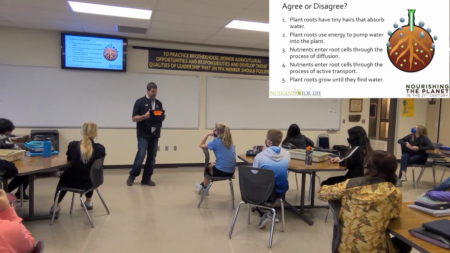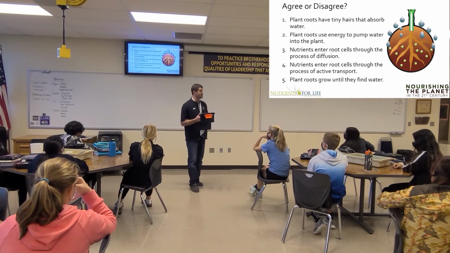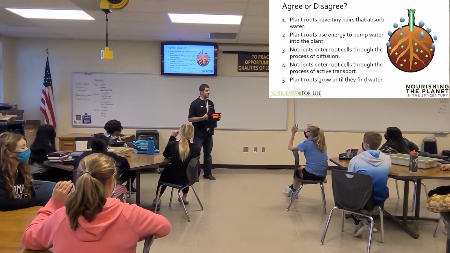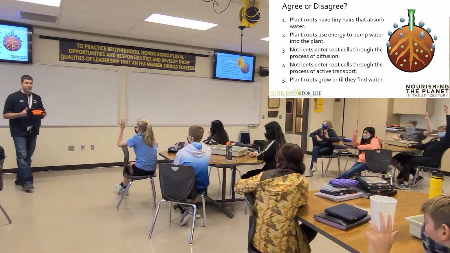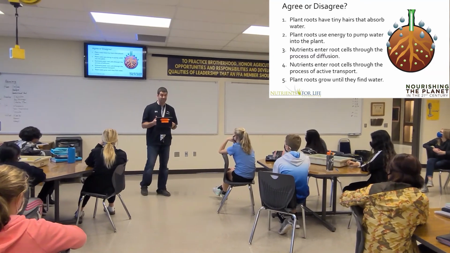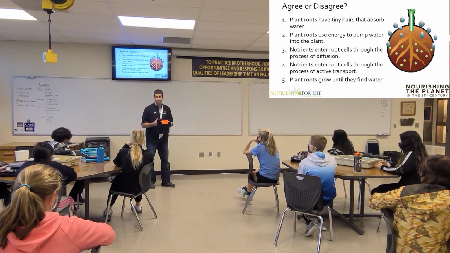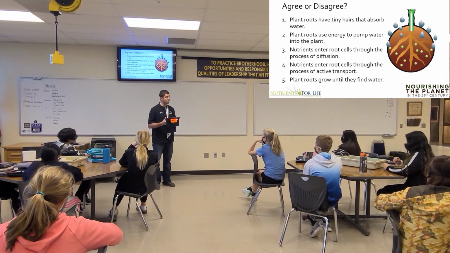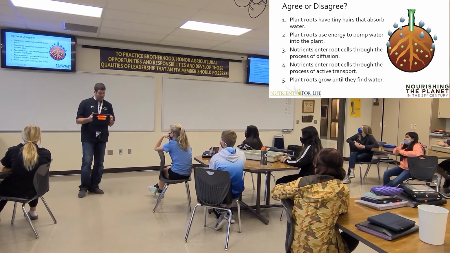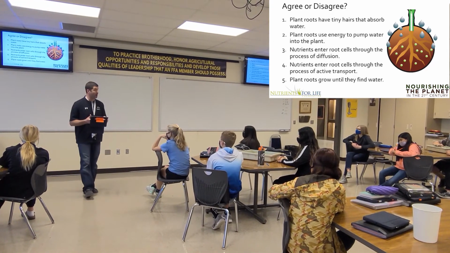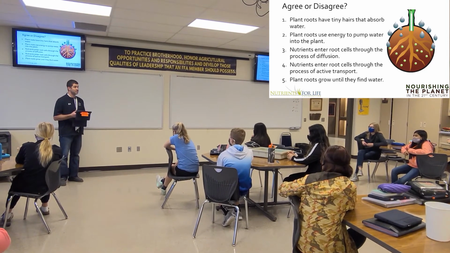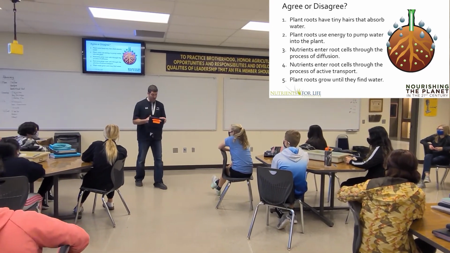Number 3 says nutrients enter root cells through the process of diffusion. Raise your hand if you agree, and keep your hand down if you disagree. Okay, thank you. Next one, nutrients enter root cells through the process of active transport. Raise your hand if you agree, and keep your hand down if you disagree. Okay, thank you, put your hands down. And then the last one: plants' roots grow until they find water. If you agree, raise your hand. If you disagree, keep your hand down. Okay, so we'll talk a little bit more about those things at the end.